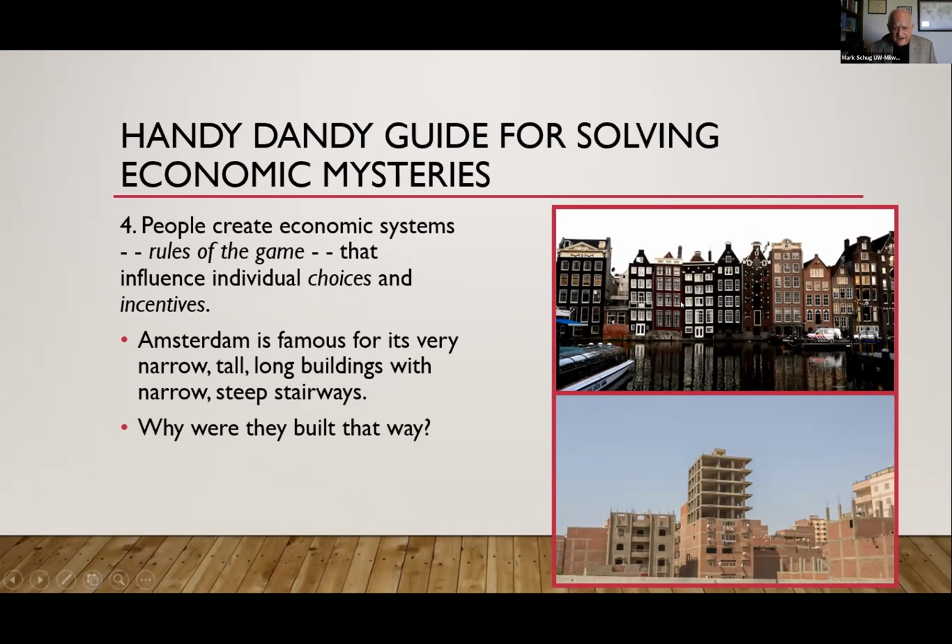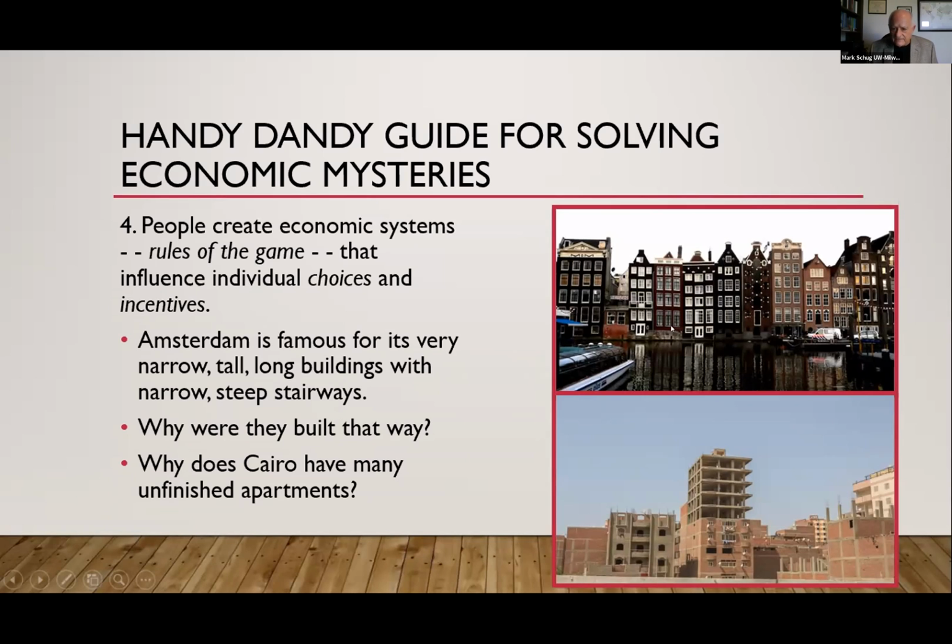I'm just going to jump ahead. Well, why were they built that way? I'm going to take a look at the bottom one here. This is an image in Cairo, and these are unfinished apartment buildings. You can see these are occupied. There's clothing being hung out to dry on this level, and they're not finished. And this is perpetual. They never finish apartments in Cairo. Why is that?